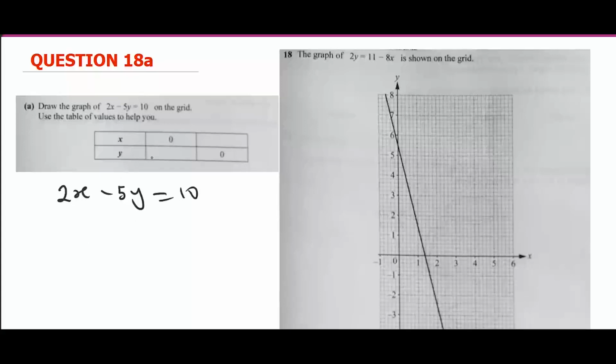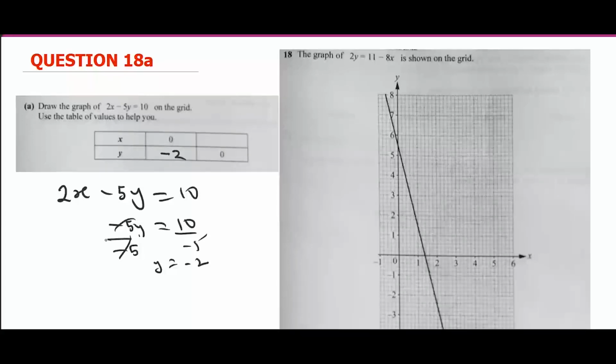So when x equals 0, what will be the value of y? So 2 times 0 minus 5y equals 10. 2 times 0 will give us 0, so that means this will be eliminated. Then to get the value of y, you divide both sides by negative 5, so that y will be equal to minus 2. So that means when x equals 0, y is equal to negative 2.